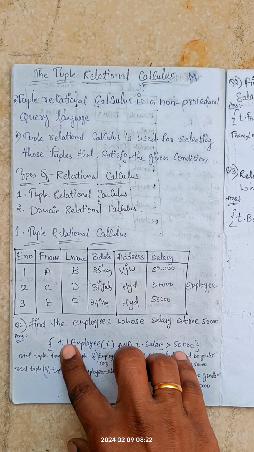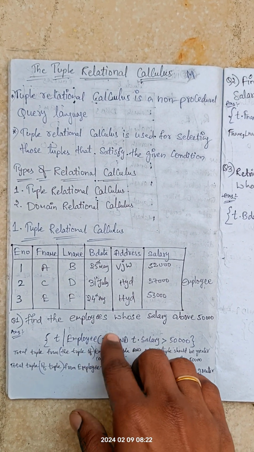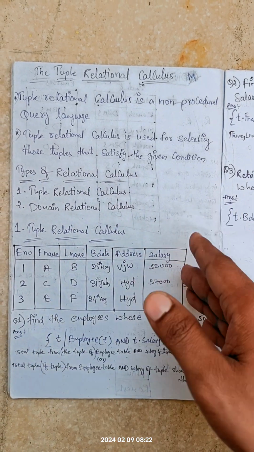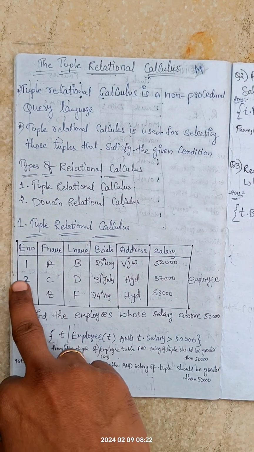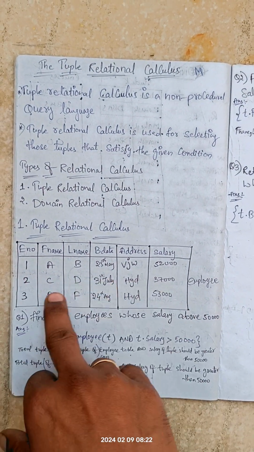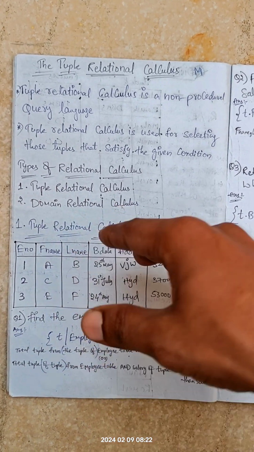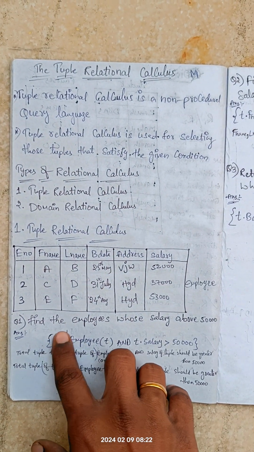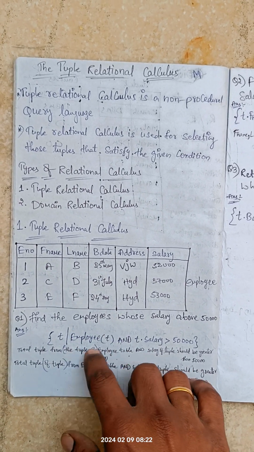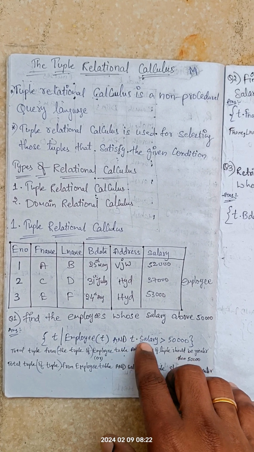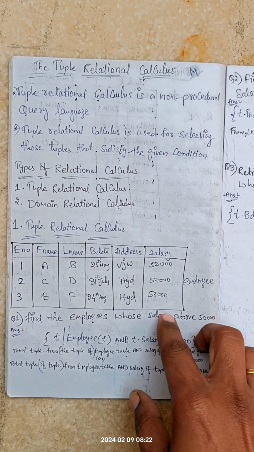So that's why we are mentioning, see, tuple such that the tuple of employee. We want a tuple of the employee table. We don't want a tuple from other tables. Tuple means rows, first row or second row or third row. We want a tuple from an employee table, not from other tables. So that's why we are mentioning tuple such that tuple of employee table, and the salary of the tuple should be greater than 50,000. That is the condition here.